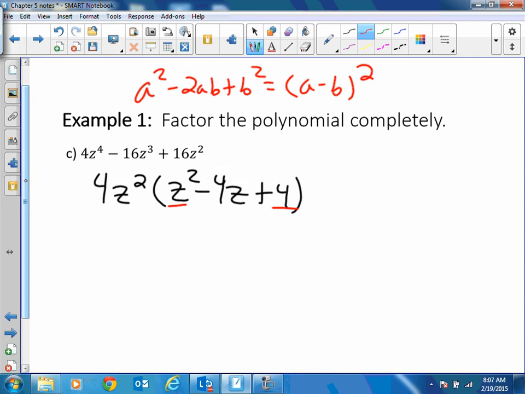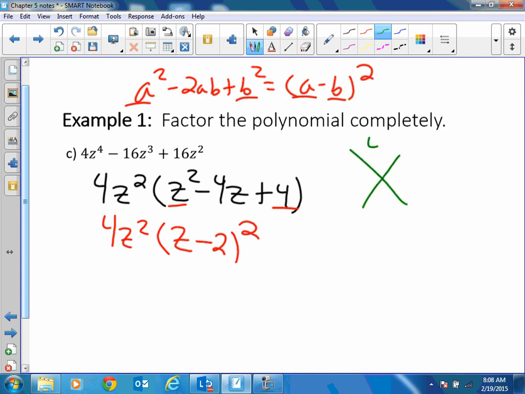That's the way I'm going to use in this one, just to change up the practice a little bit. With 4z squared factored out, take the square root of z squared, which is z, minus the square root of 4, which is 2, so z minus 2, squared. You could have also done it the other way, where you make your x and find factors of 4 that add up to negative 4. Notice you get negative 2, negative 2. That's why you get z minus 2 squared. So either way it works. I just want you to know you can still use perfect square trinomials. Recognize that it's a perfect square, and then write it in factor form.